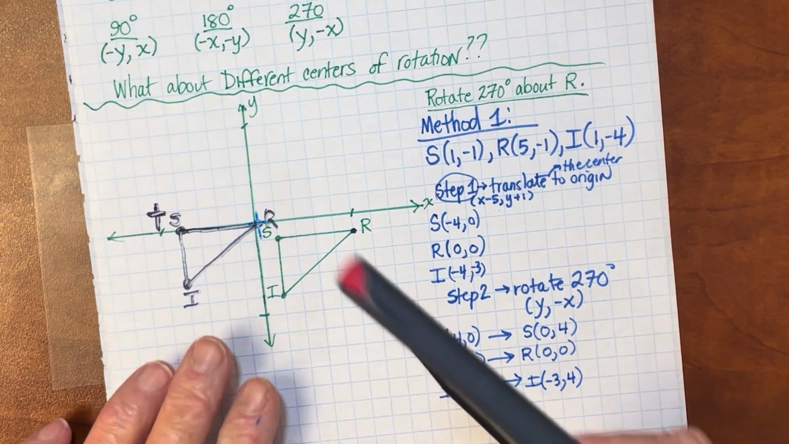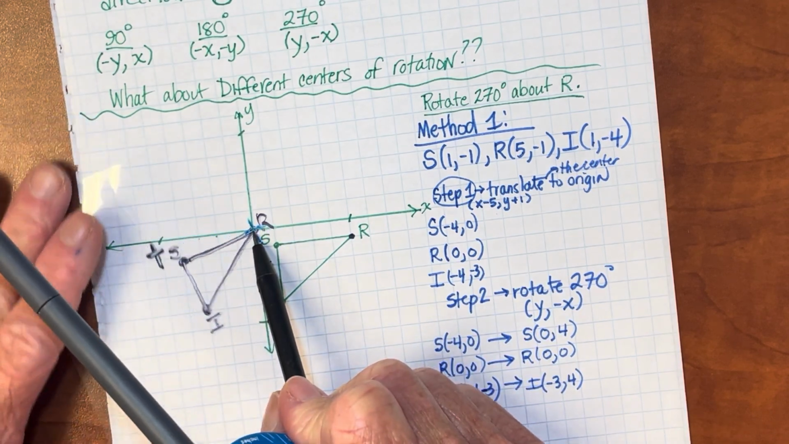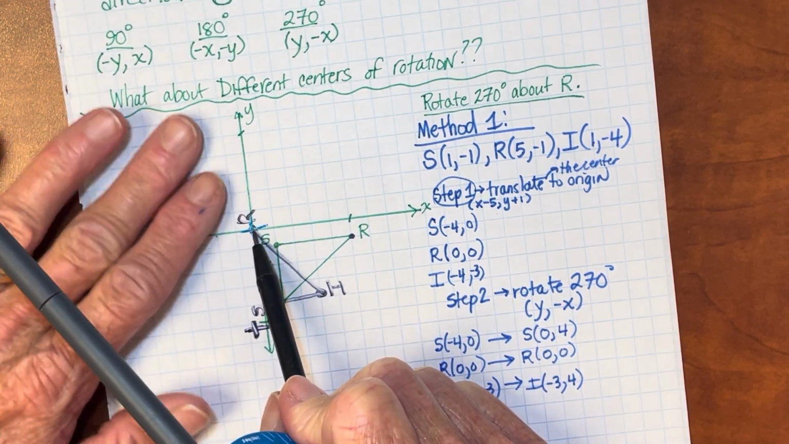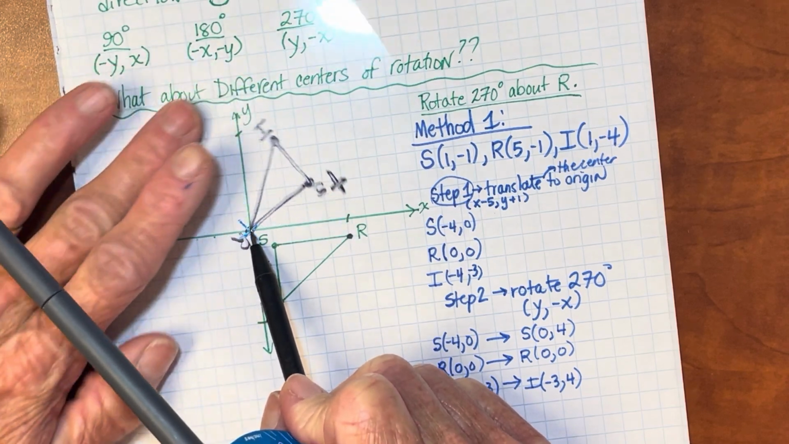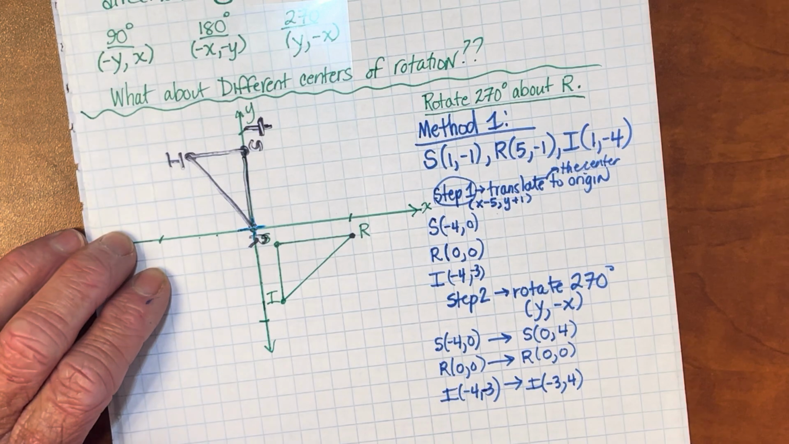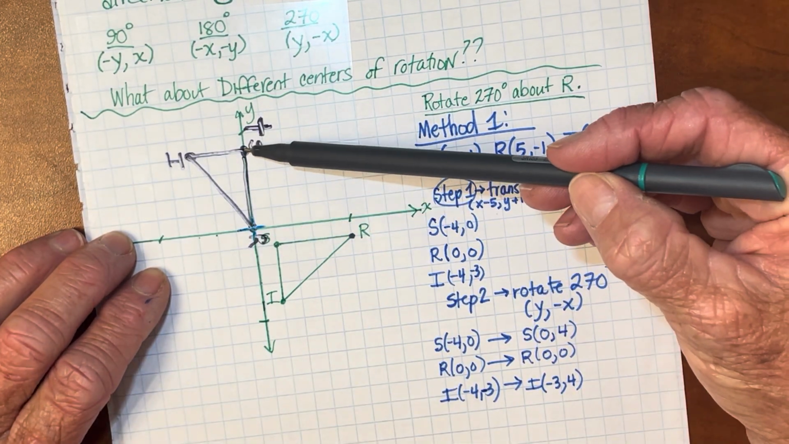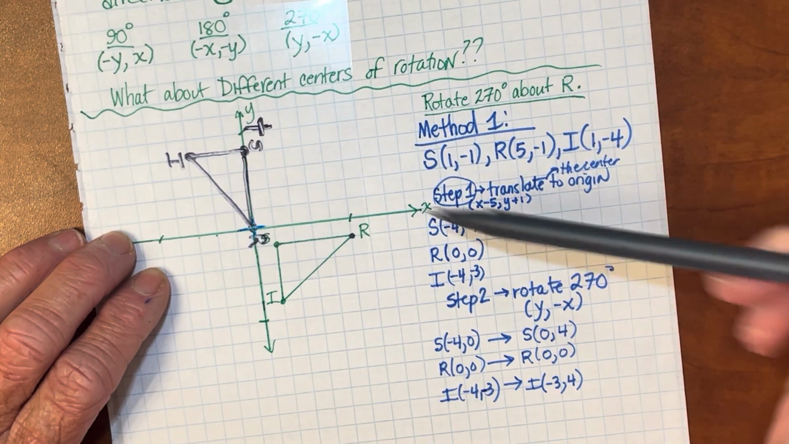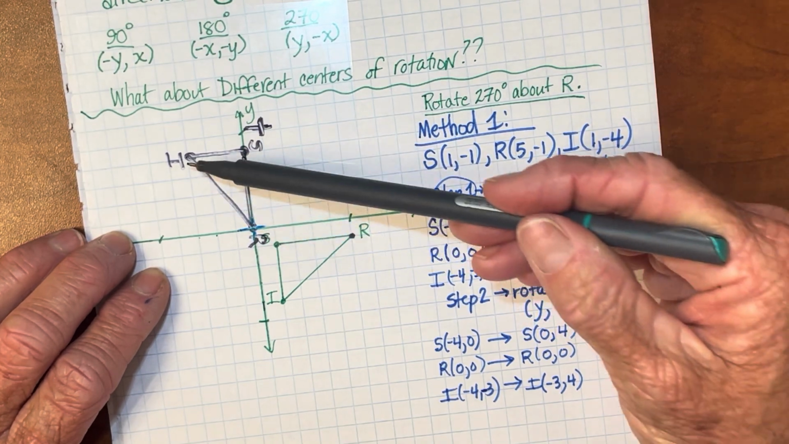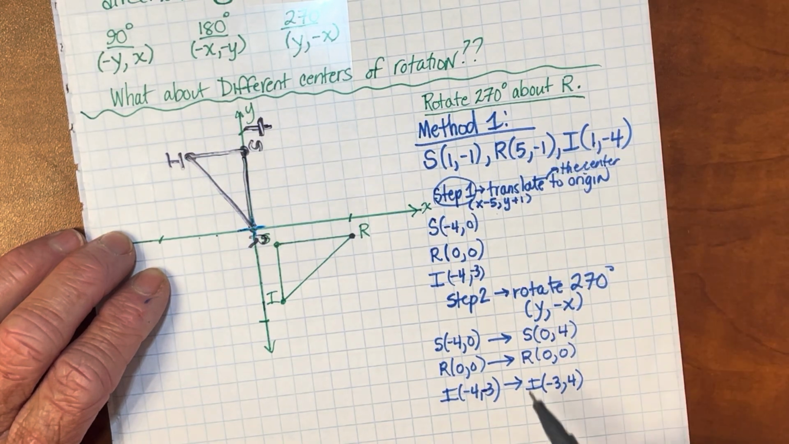So remember we slid our triangle here. Now if I rotate it 270, this would be 90, 180, and 270. This is where it's sitting at step 2 in this process. And notice that s is up at 0, 4, sure enough. R is still at the origin, and I is left 3 and up 4.